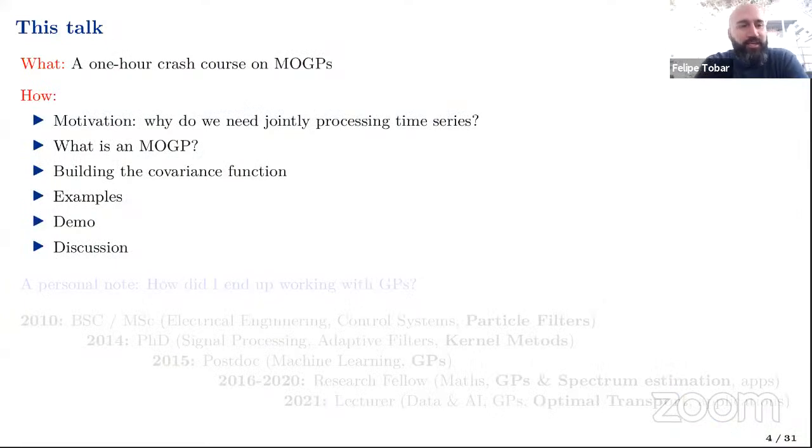So this talk is going to be, as I said, a crash course on multi-output Gaussian processes, MOGPs, from now on. I'm going to start motivating the need for multivariate processing, for considering all channels together rather than every channel independently. We're going to define the MOGP, and the main focus of the talk is going to be on the covariance design, which is the first main challenge of MOGPs. Then we're going to see a few examples, illustrations, and a short demo. We are creating a toolbox for MOGPs, which is available. There are still lots of things to do to incorporate, but I'm going to show what we have in that respect.